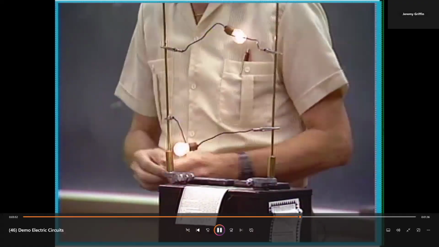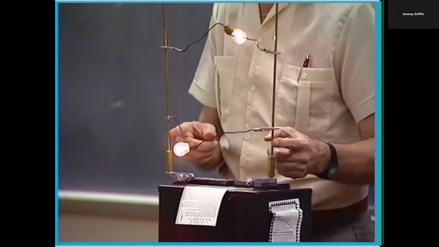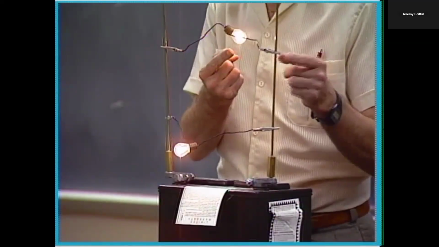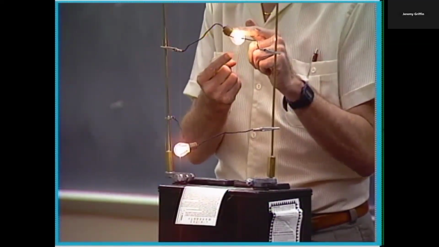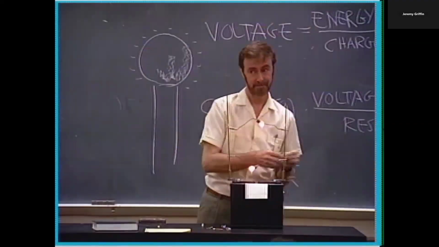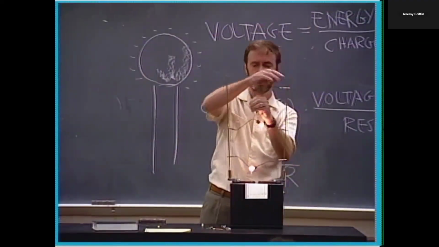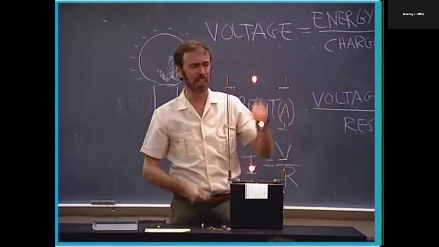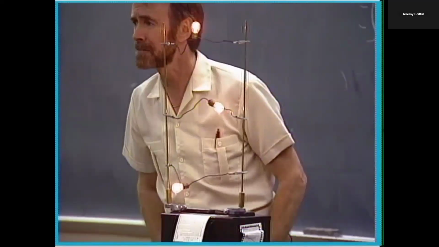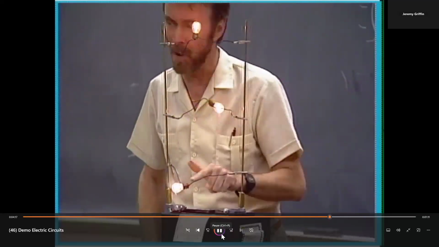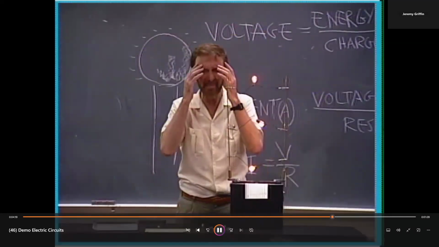Because let me ask you a question. What's the voltage across this lamp? 12. What's the resistance of this? So what's the current through this? 12 divided by 1, get it? 12 amps, 12 amps, 12 amps. I mean, amps, volts, I get mixed up again.